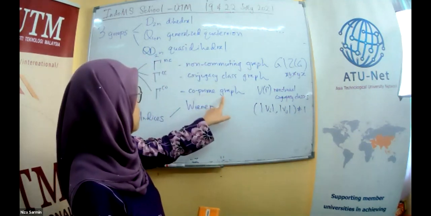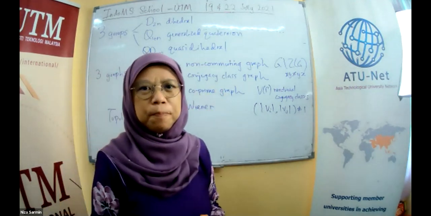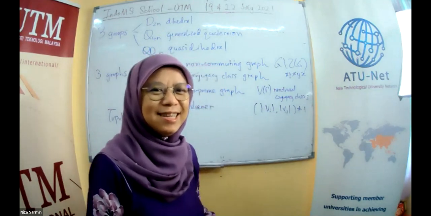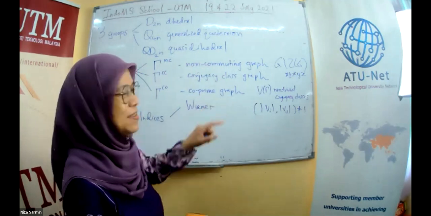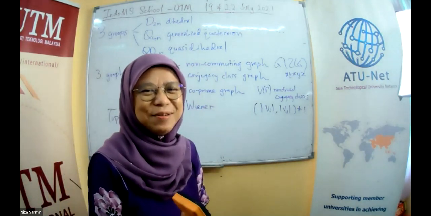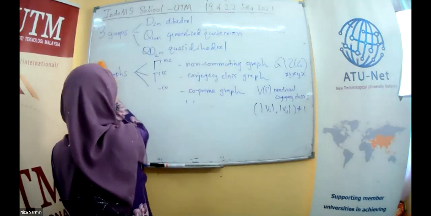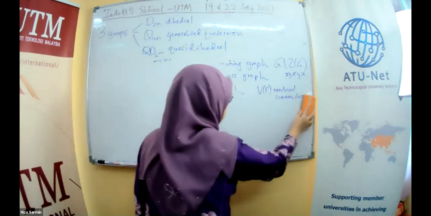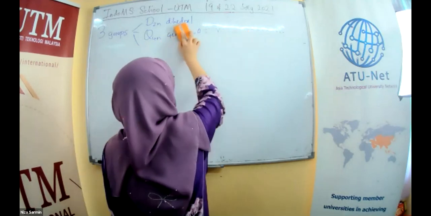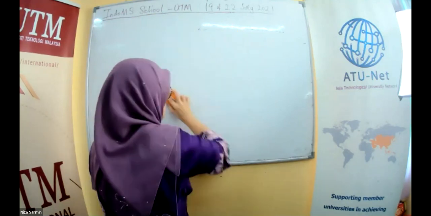And the co-prime graph is the graph. What is the vertices of the co-prime graph? You remember? Nidia? What's the vertices? Don't remember. I will mention it when we get to that. Anyway, today we will go to the second Wiener index. All right. Okay.